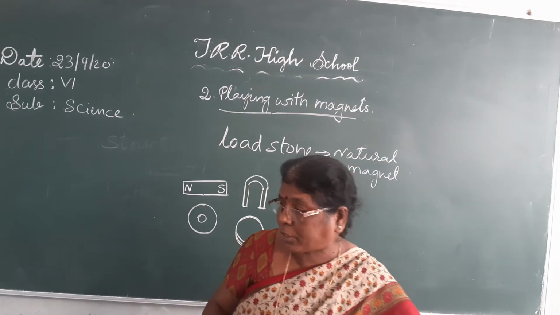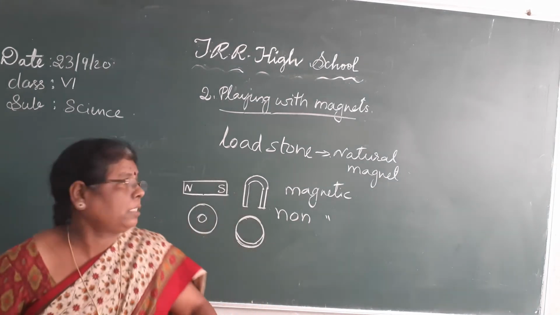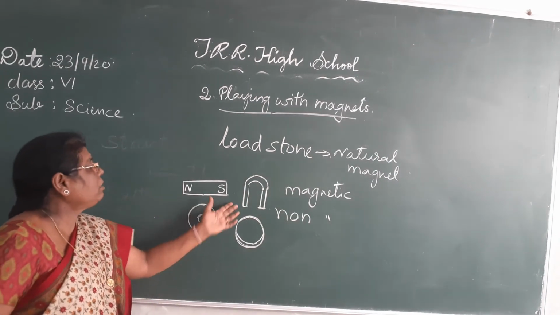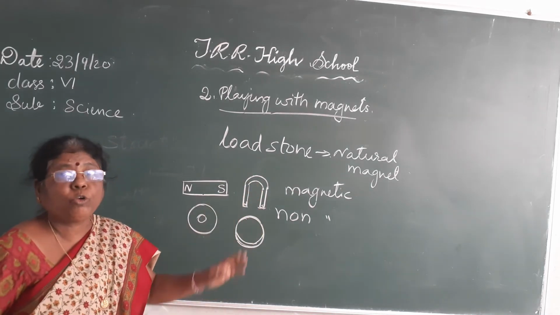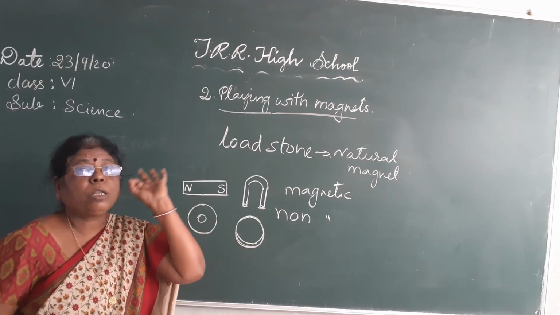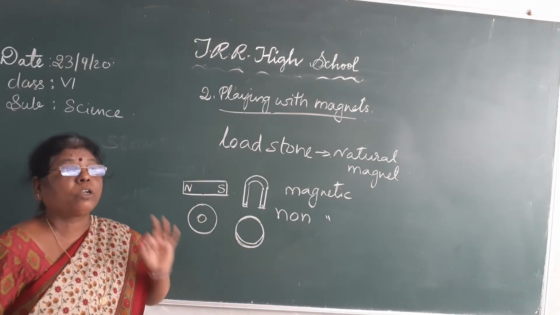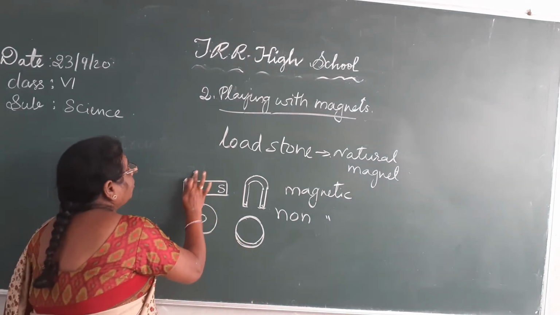So how many poles are there in the magnet? Two poles are there: the North Pole and the South Pole. Two poles are there in the magnet, isn't it? North Pole, South Pole. Remember, North Pole and South Pole. These are called the poles.